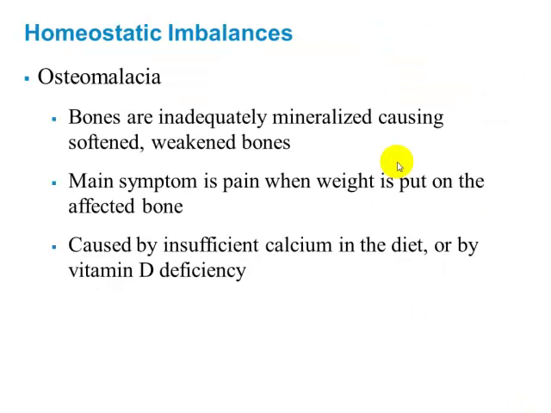Now, there are some homeostatic imbalances, or pathologies, that lead to problems with the bone. There is something called osteomalacia. This is where the bones become weakened and you get soft spots. There is pain when weight is put on the affected bone. This is usually caused by insufficient calcium in the diet or a vitamin D deficiency, and this would occur later in life. This is not developmental. This is where you have weakening of the bones.